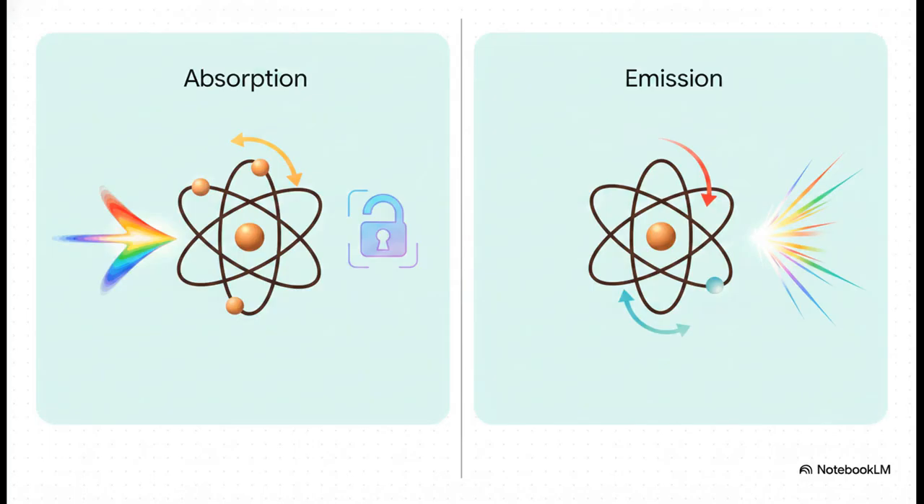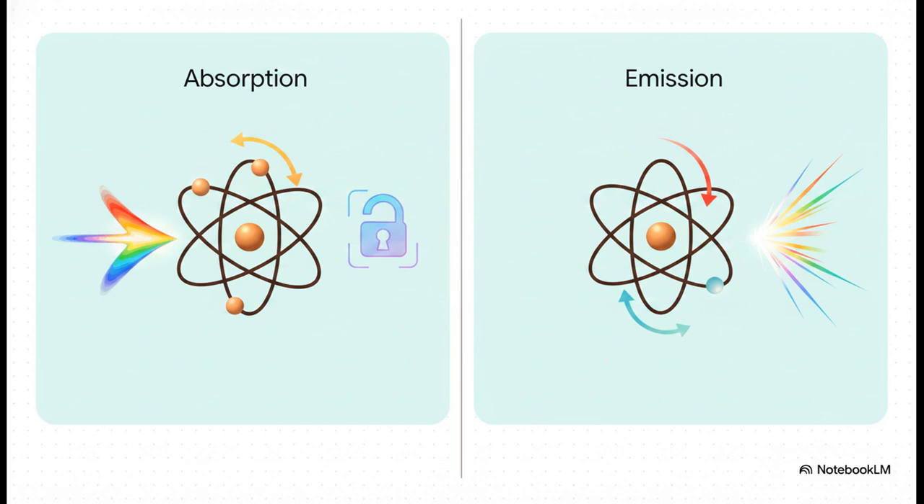Well, it's basically two sides of the same coin. Absorption occurs when matter transitions from a lower, comfortable energy state to a higher, excited state. But, and this is key, it only happens if the energy of the incoming radiation perfectly matches the exact difference in energy between those two levels. It's literally like a lock and key.